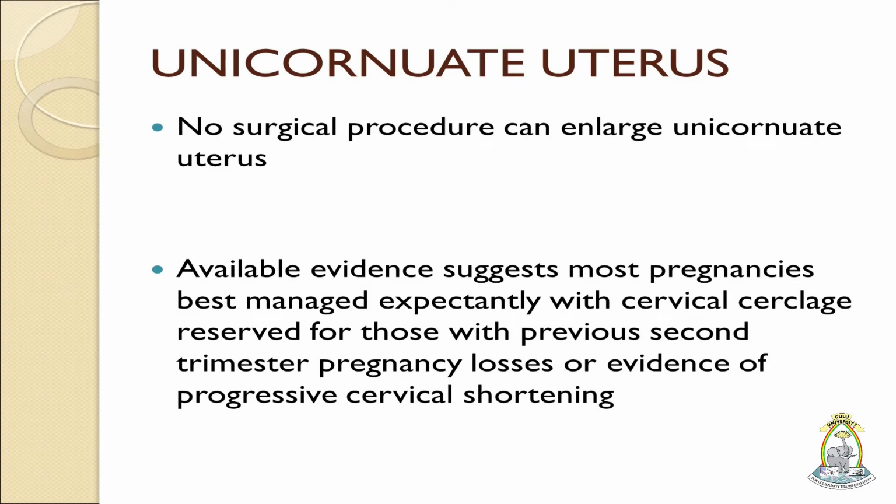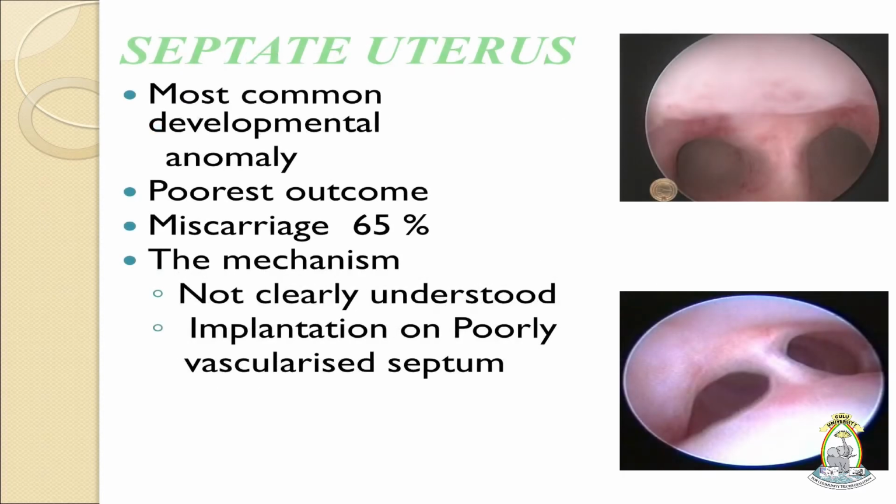Unicornuate uterus can be managed either surgically, or you may not need to do surgery to enlarge the unicornuate uterus. Of course, expectant management is very important, and in some cases people put in a cerclage, although this is a bit reserved. This may present because of volume issues, and then the pregnancy will get lost. And that's how a septate uterus is formed, and you really see the septum that is present there.